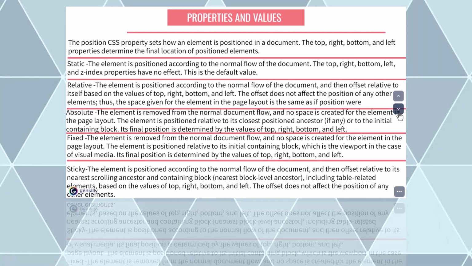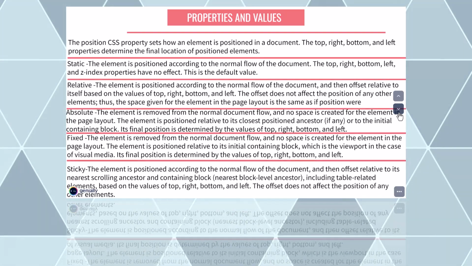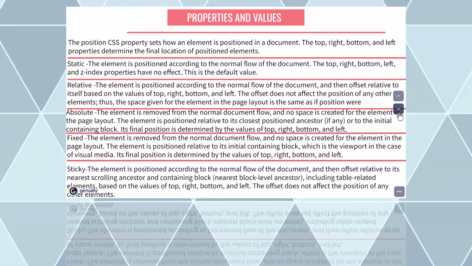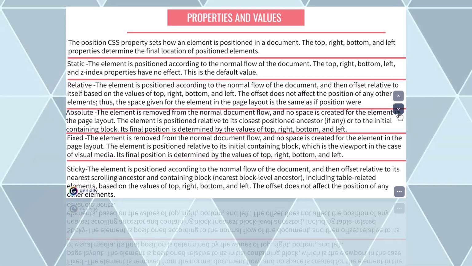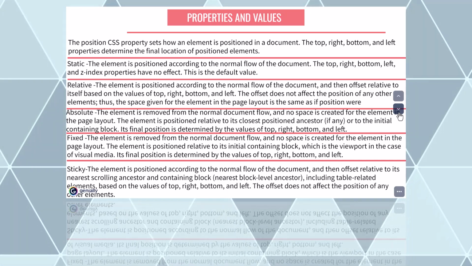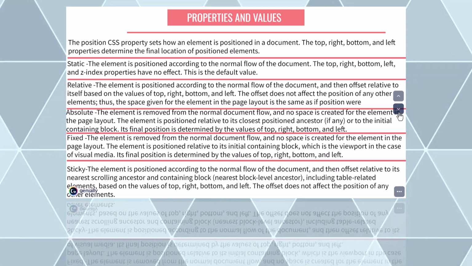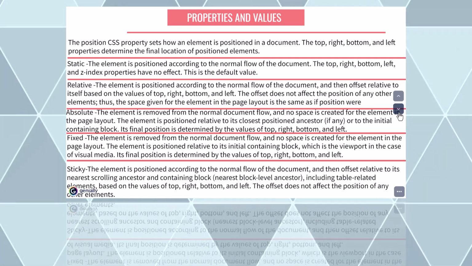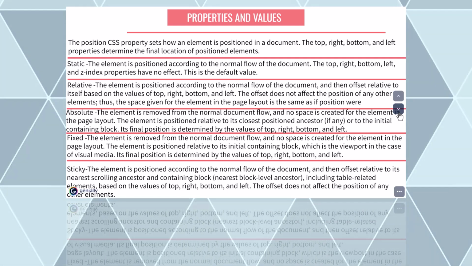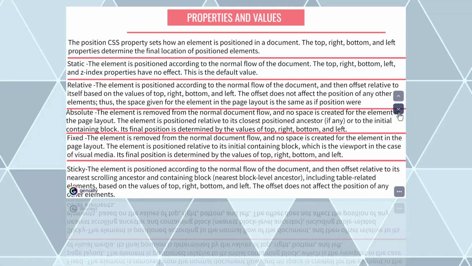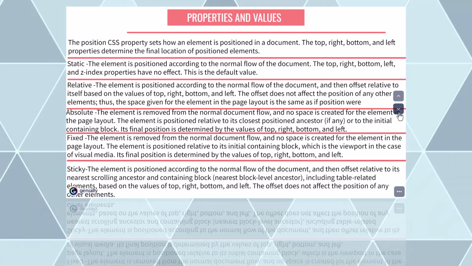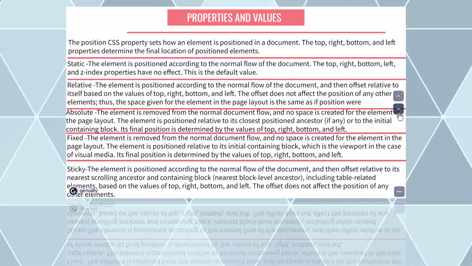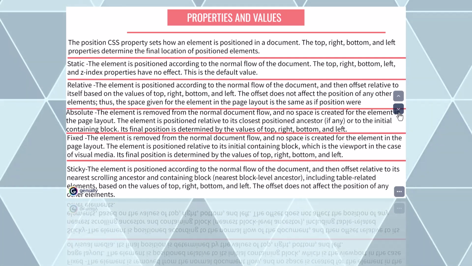So can you read for me? The first paragraph. The first sentence, sorry. Anyone? The position CSS property sets how an element is positioned in a document. The top, right, bottom, and left properties determine the final location or position of elements.